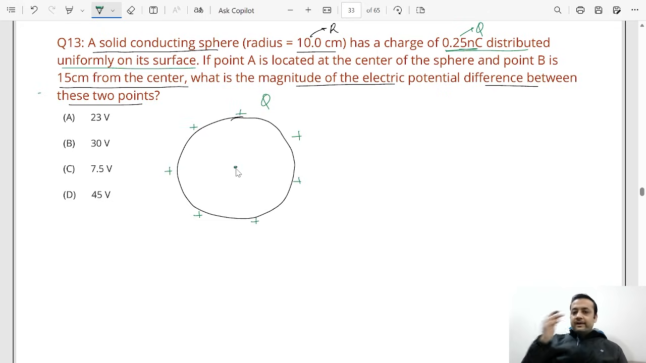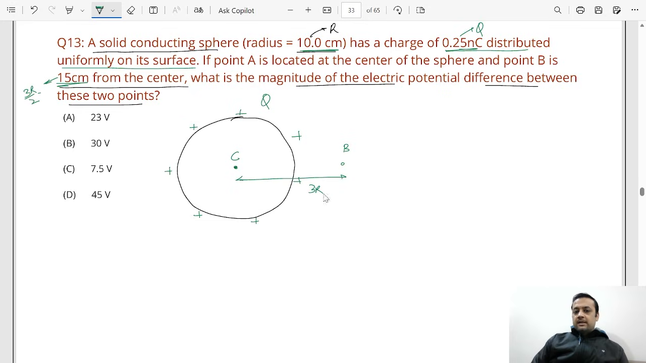Now what do we have to find? We have to find the magnitude of the potential difference between the center and the point B. Let's say C is the center and point B is at a distance of 15 centimeter. Radius is 10 centimeter, so this 15 centimeter is nothing but 3r by 2, or you can say 1.5r. So somewhere over here is the point B and this distance is 3r by 2.